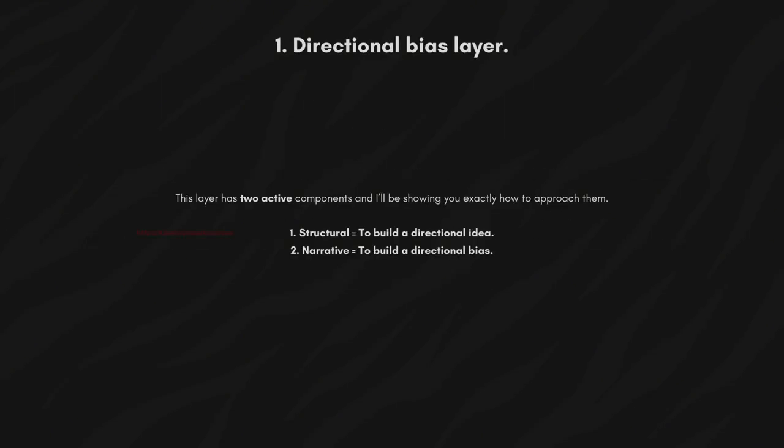First of all, let's dive into the first layer, which is the directional bias layer. Now this layer has two active components. The first one is the structural component, which is where we build a directional idea. Okay, it is used to build a directional idea. And then we have the narrative component where we refine that directional idea into a clean and objective directional bias. Okay, now let's move on to the next slide and let me give you the step-by-step procedural framework for determining structure and building a directional idea.